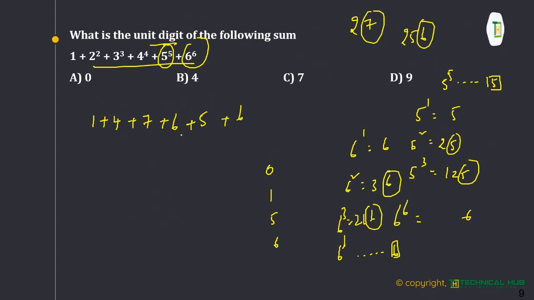If you add all the values, 1 plus 5 plus 5 is 10. 10 and 12 is 22. 22 plus 7 is 29. I want the unit digit, so the unit digit is equal to 9. So the answer to the unit digit of the following sum is option D.